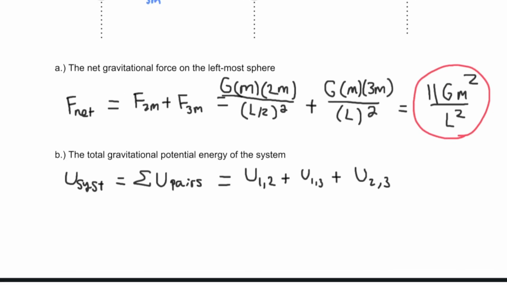And we're not double counting. So 1 and 2 is the same energy as 2 and 1. So we are just adding the pairs of energies, and that's just given by the negative GMm over L formula.